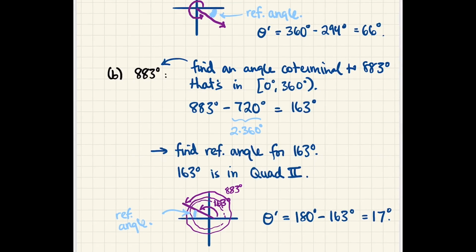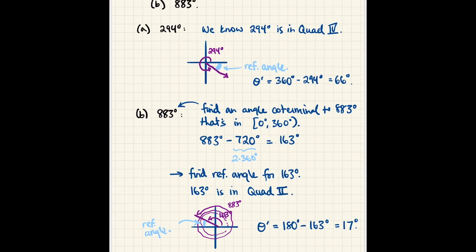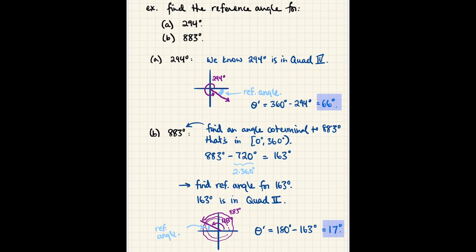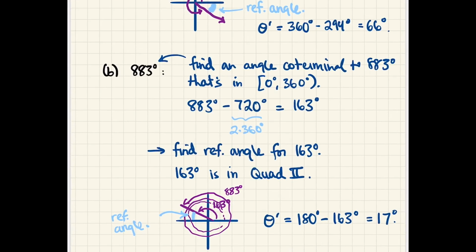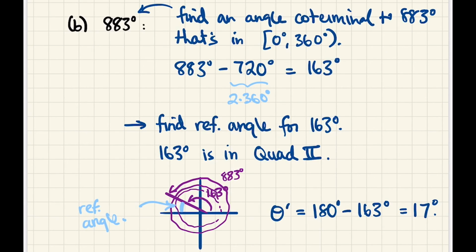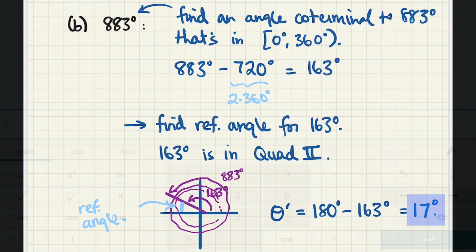Okay, so like mentioned earlier, reference angles are always positive and they're always between 0 and 90 degrees because they're acute. Now before we go on, let me just show you the value of a reference angle. They preserve the magnitude of trig function values. So for instance, we know that 883 degrees has a reference angle of 17 degrees. So let's go to a calculator.